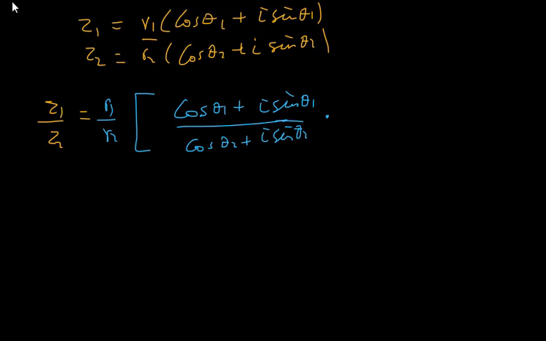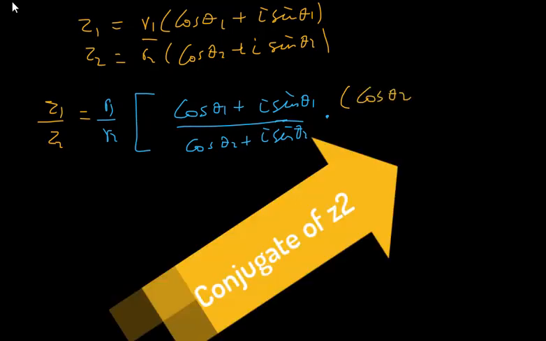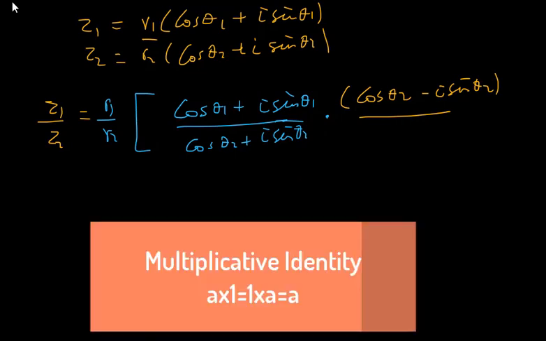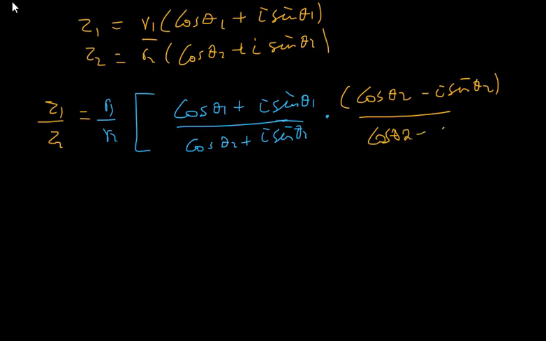So which means multiply both the numerator and the denominator by the opposite of the denominator, or cosine of theta 2 minus i sine theta 2, over cosine of theta 2 minus i sine theta 2, which means you have to multiply it by 1. Okay, nothing will be changed. Okay, this is it. Now just distribute.